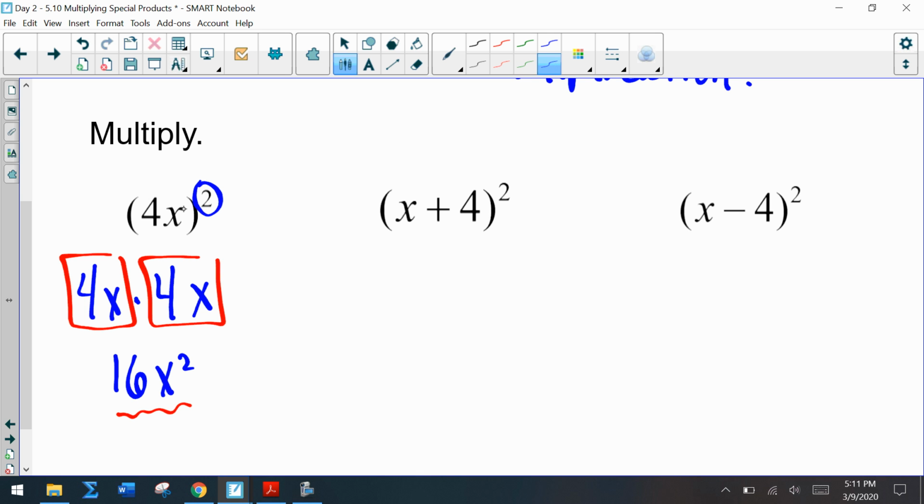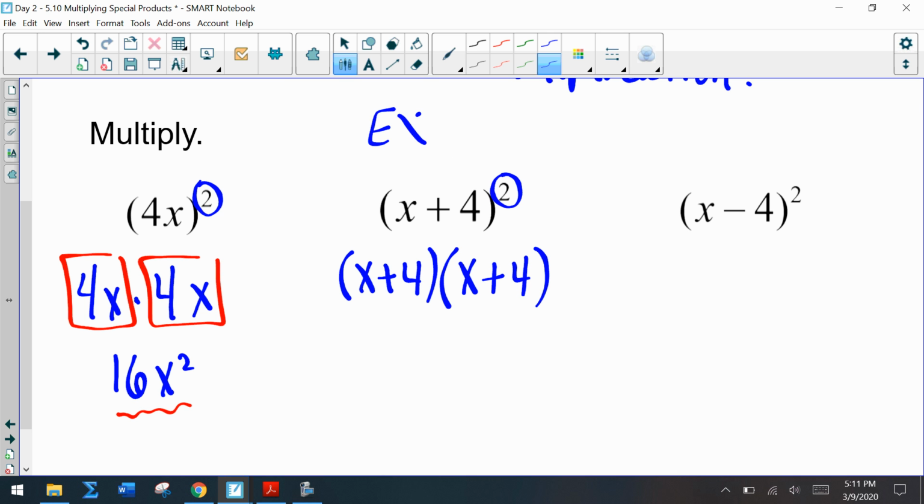So let's use that same idea. If we have 4x squared, that was 4x times 4x, but now I have x plus 4 squared. So x plus 4 times x plus 4. When you see a binomial squared, you must expand. Expand, expand, expand.